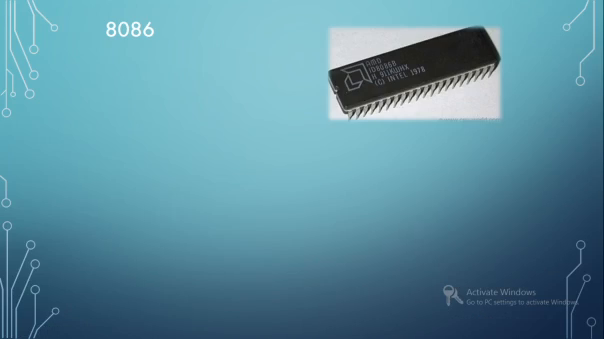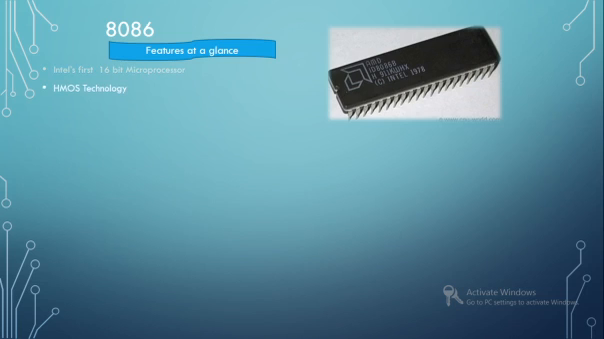So today we will discuss more about the 8086 microprocessor. As you have studied, 8086 is the first 16-bit microprocessor by Intel Corporation. And what is a microprocessor? It is a true CPU on a chip. So let us check the features of 8086 at a glance.